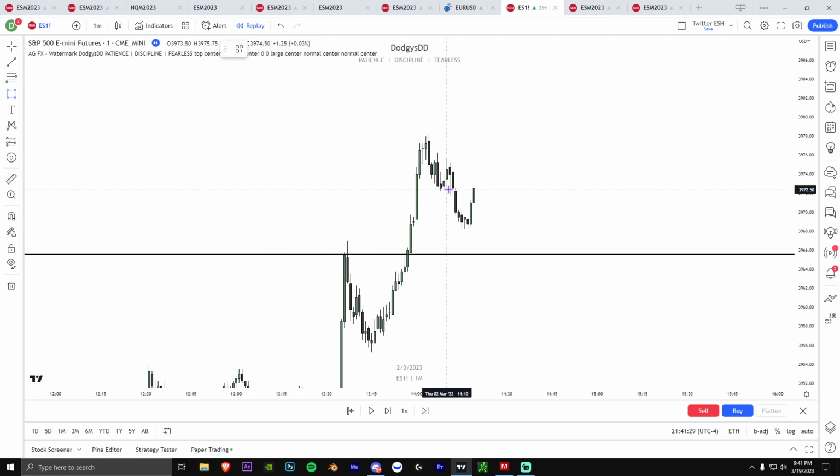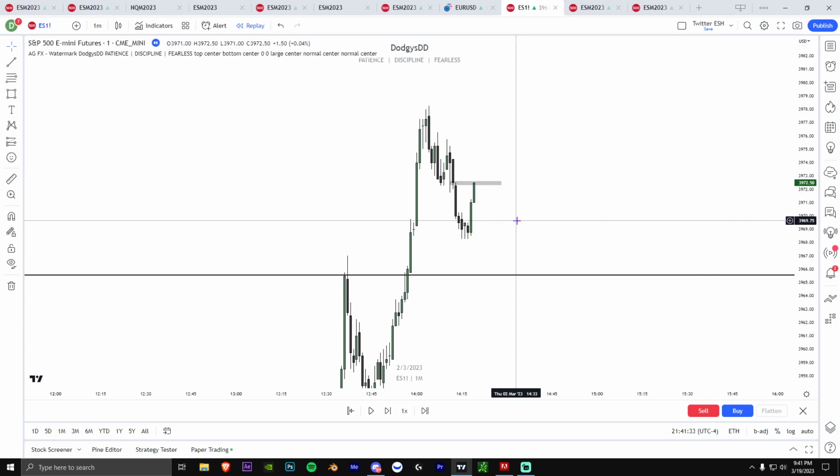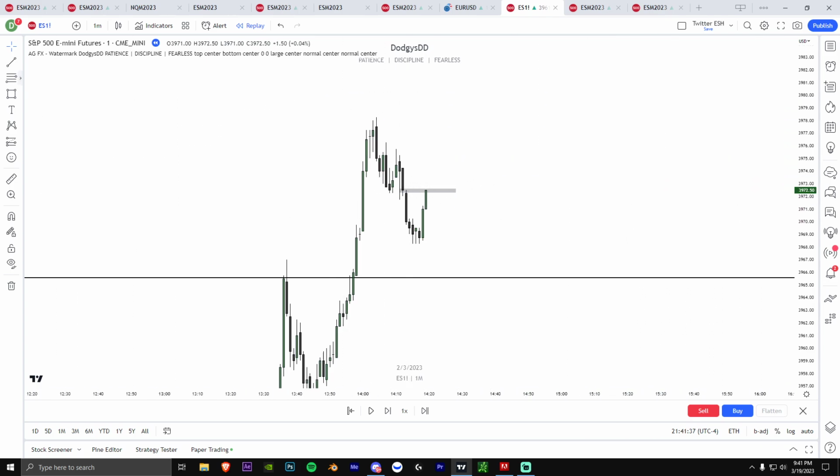This right here is my imbalance. This is a low risk sell. I don't know if this ends up working or not.